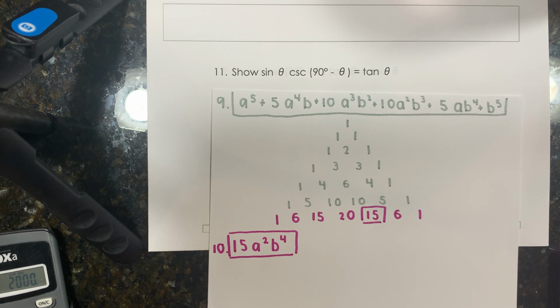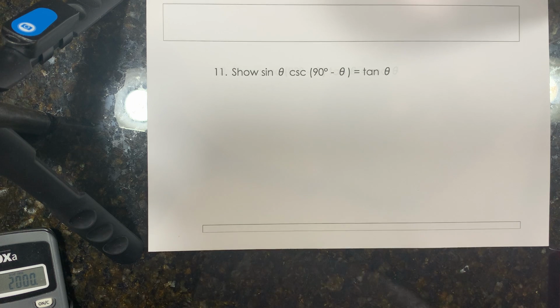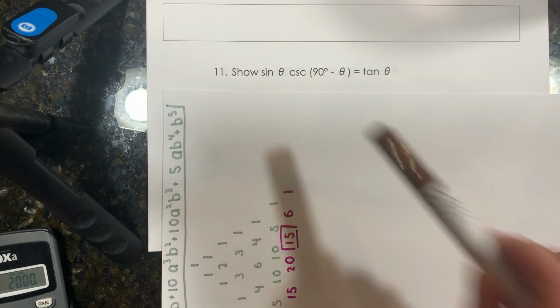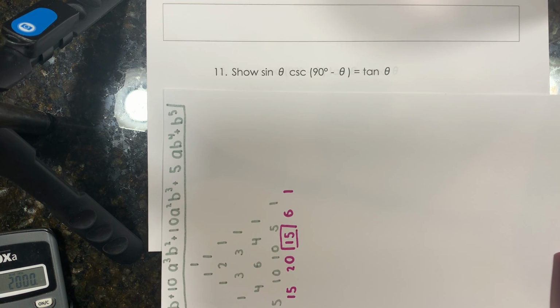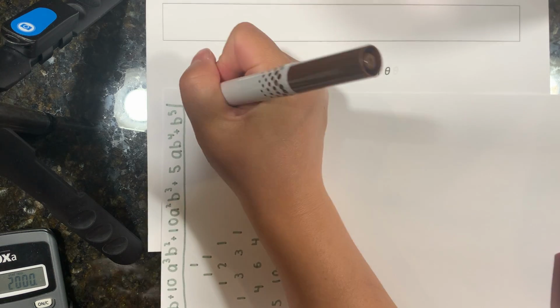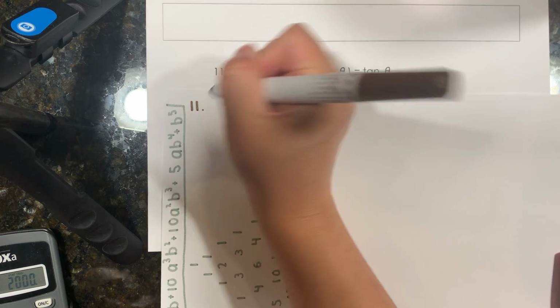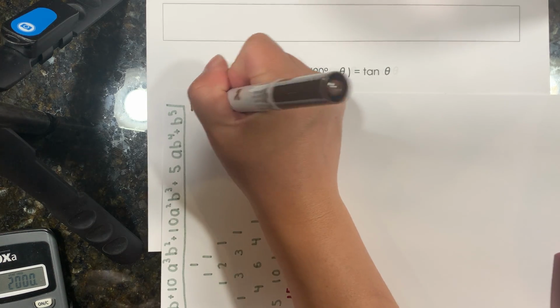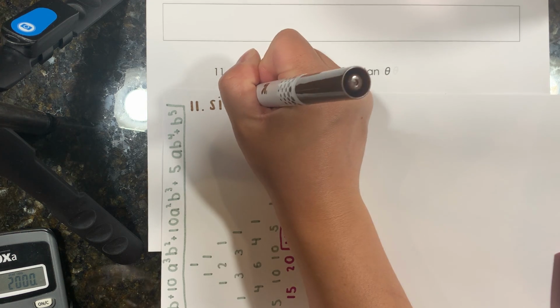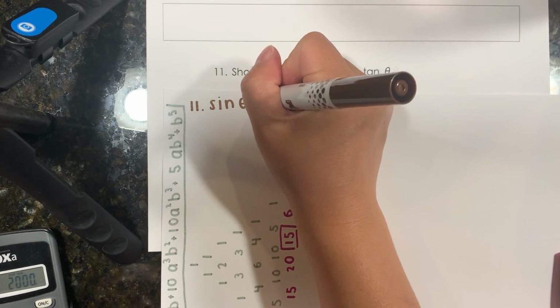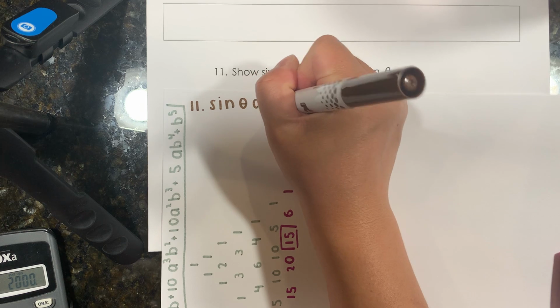Now moving on to number 11, which is our proofs. So what I'm going to do is start with the left and hopefully end up with the right. So if you don't have all of these written down, you probably should write them down. I know it's the last lesson, but this is something that you're going to use a lot next year if you move on to pre-calculus.